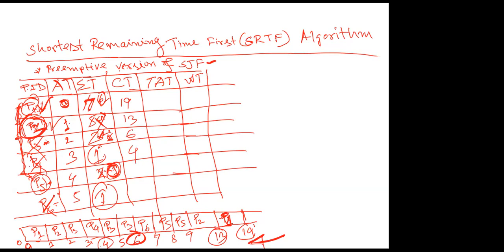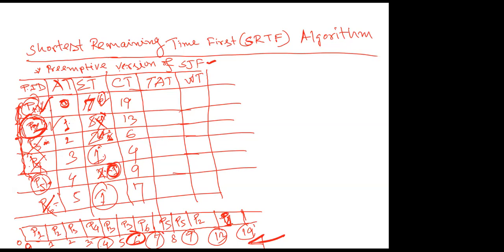And P5 we found last time at 9 time units. Next is P6, which completes at time unit 7. From here you can calculate the TAT, turnaround time. Turnaround time is nothing but completion time minus arrival time.